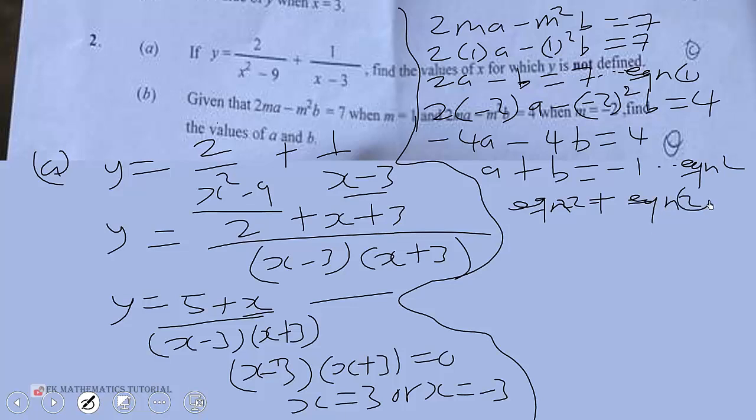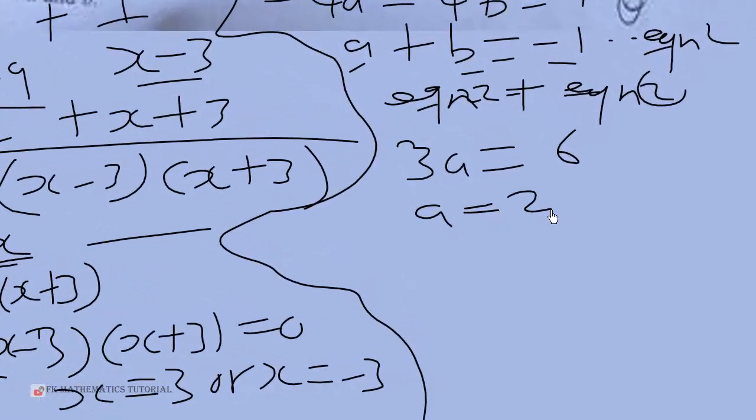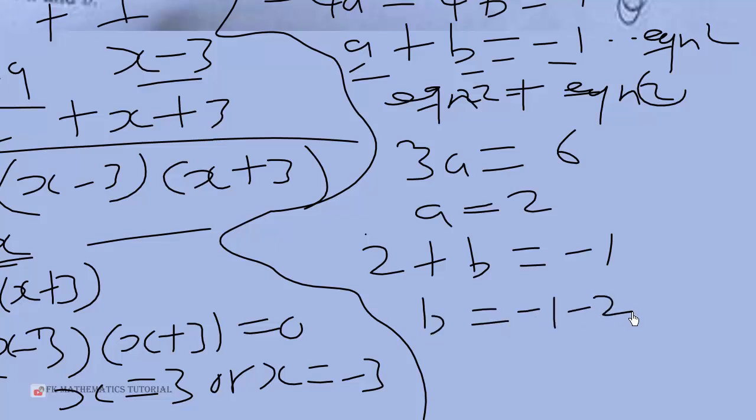Now when we add equation 2 and equation 1, the b will eliminate. So this plus this will be 0, this plus this will be 3a. Then negative 1 plus 7 will be 6. So divided through by 3, we get a is equal to 2. Now you can put a equal 2 into this, a plus b equal negative 1. So 2 plus b is equal to negative 1. So b will be equal to negative 1 minus 2. B is equal to negative 3. So the value of a is 2 and b is equal to negative 3.